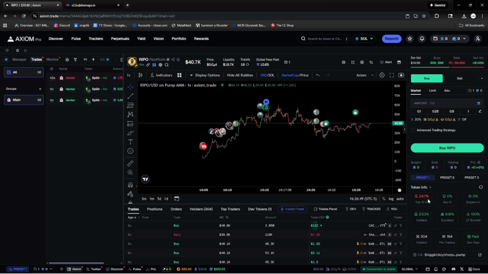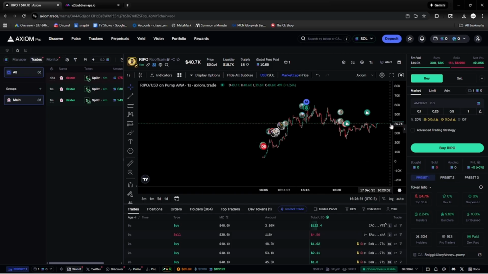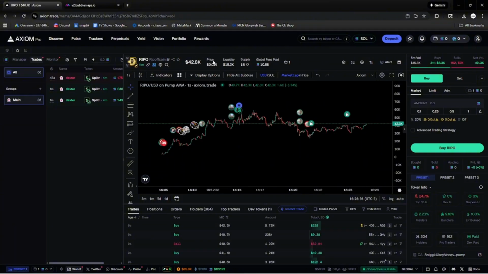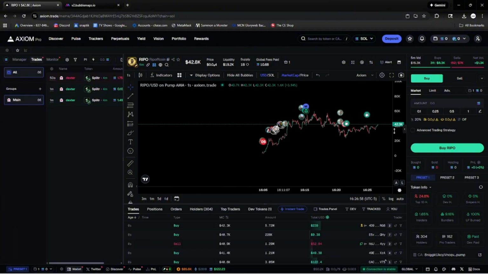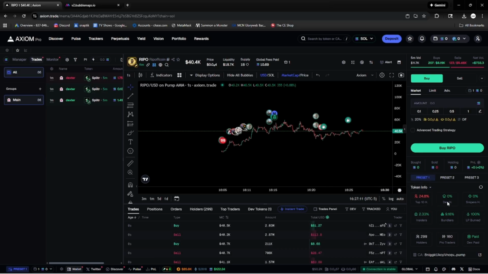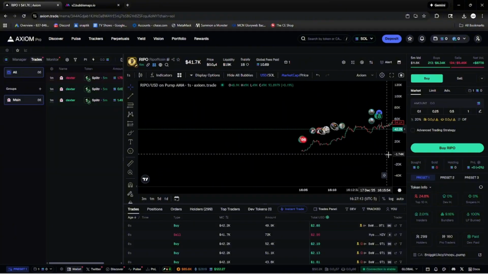The top 10 holders own 25% of this coin. So that means 25% of the supply of this token, which is only at a 40K market cap right now, is being controlled by 10 different people. Not only that, but there's definitely bundlers in this coin.